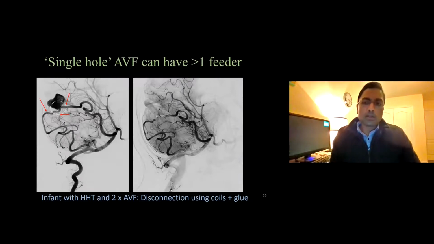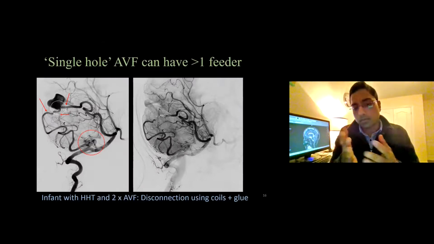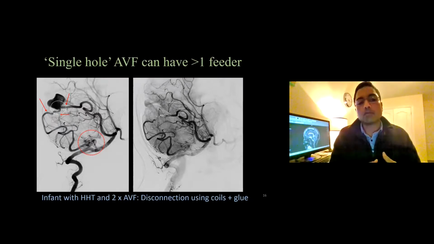Now this child also has HHT, and if you look here, you can see there's another shunt happening over here. And this actually was an AVM on the surface of the brainstem, and it was treated surgically because of the direct supply from the anterior medullary PICA. So whenever you look at HHT, they have to be always followed up for developing further AVMs and for recurrence as well.